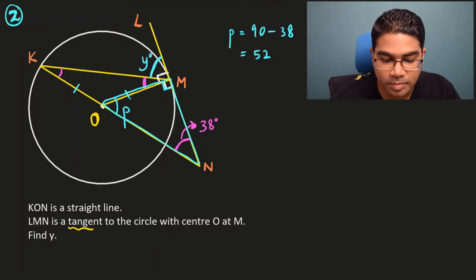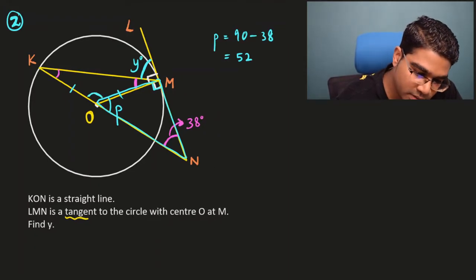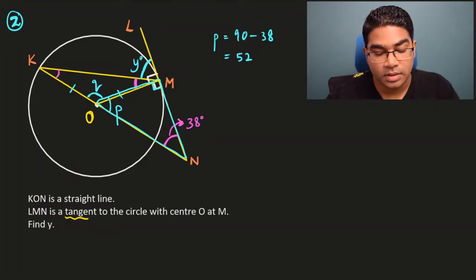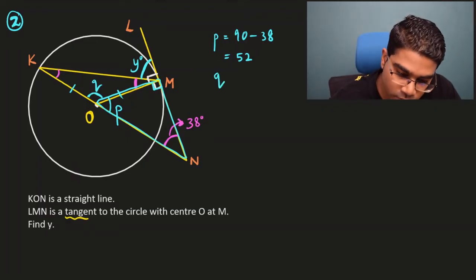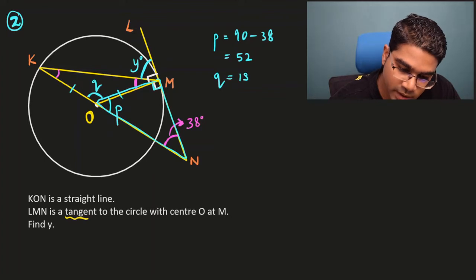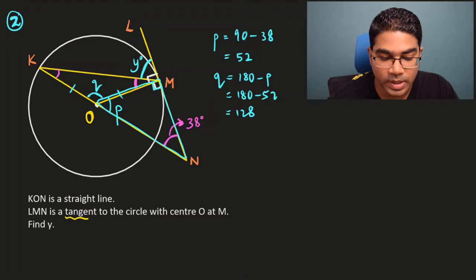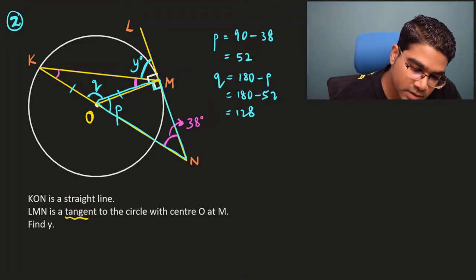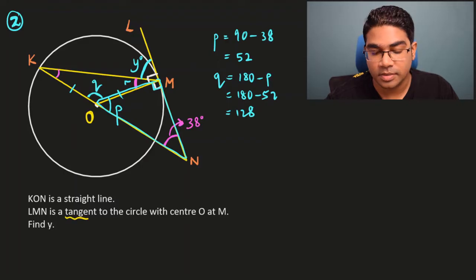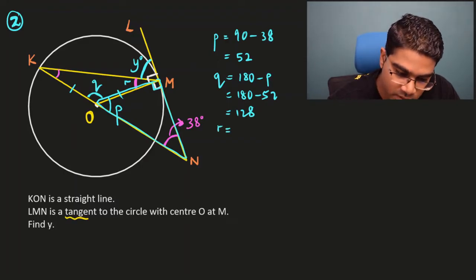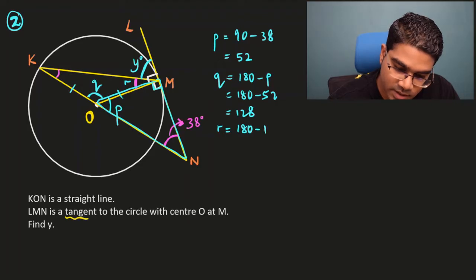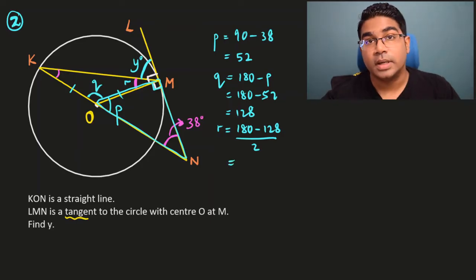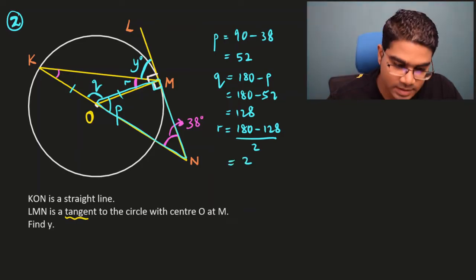So once we've got the angle P, then we can find this. Let's call it Q. Since KON is a straight line, Q will be equal to 180 minus P, which is 52. Here we have 28. Now Q is 28. Now we can find, let's call this R. So again, using the concept of isosceles triangle, R will simply be 180 minus 28 divided by 2. And this will give us 26.